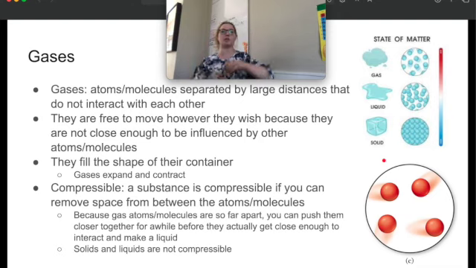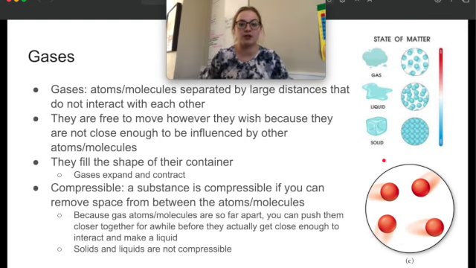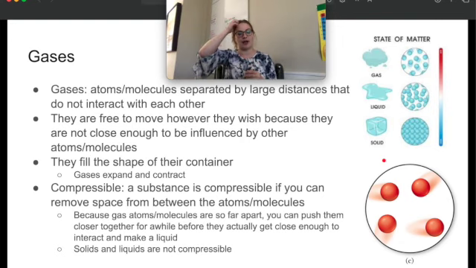If I open the door and let them out into my entire apartment, well, they're going to bounce around off all the walls and expand to fill my entire apartment, no matter how many molecules I have. So this ability to expand and contract is called compressibility. So we call gases compressible. A substance is compressible if you can remove space between the atoms and the molecules.